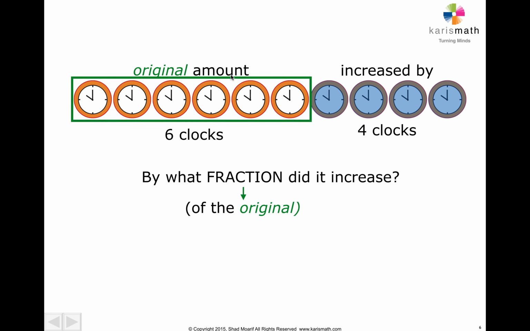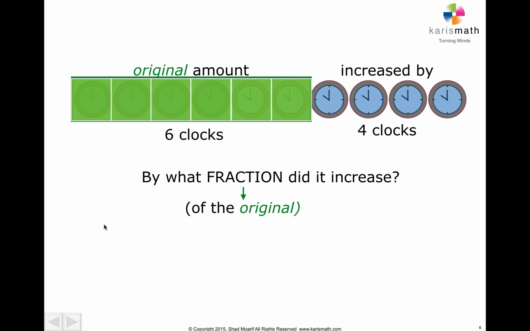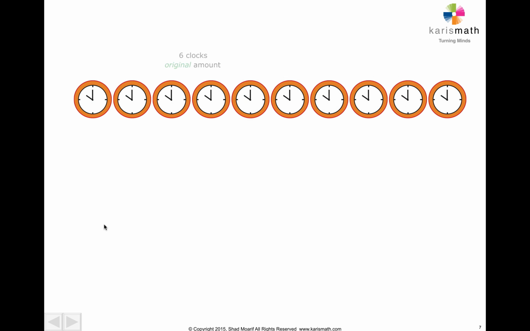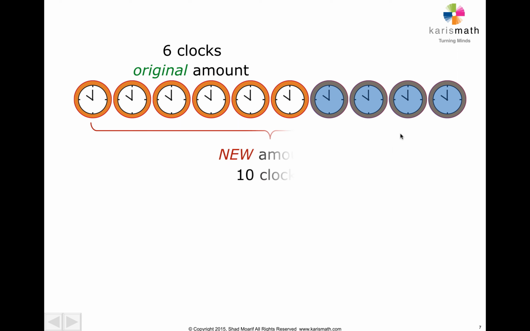So we know 1, 2, 3, 4. Well, let's put it here, and we can see how much did it increase by. What fraction is this of the original? What's your answer? 4/6, of course. You know the answer. The answer is 4/6 of the original. So you've got that idea back. So that's 4/6. Okay, 6 clocks, this is the original amount. 4 clocks added to it, so we get a new amount of 10 clocks.